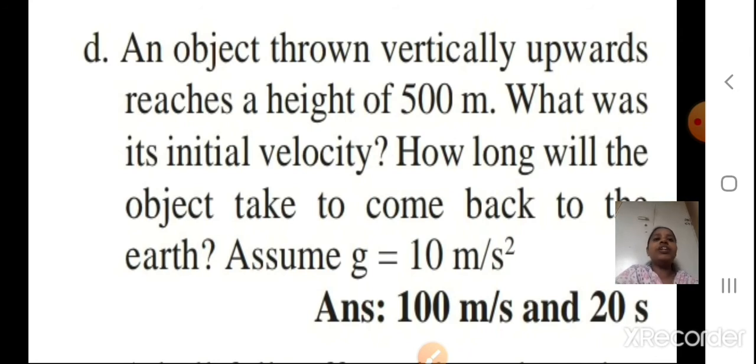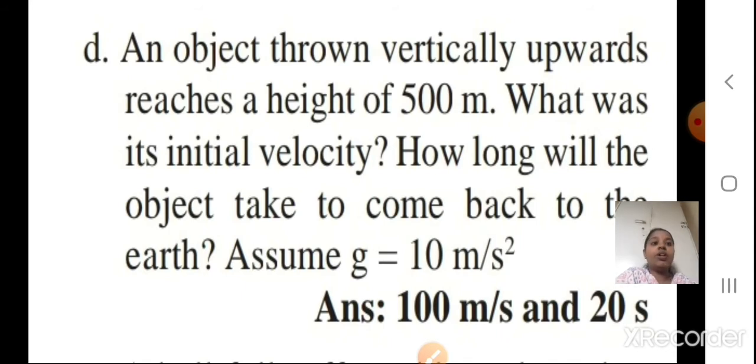Now it has already gone up, meaning it has reached its height, right? It reaches a height, so the final velocity here is 0. It has already reached there. Okay, how long will the object take to come back to the earth? So we also have to calculate the total time.